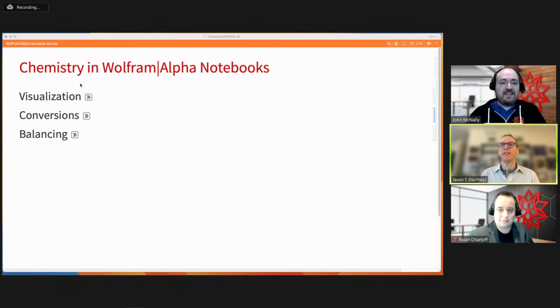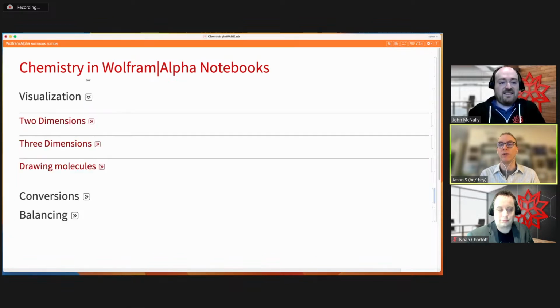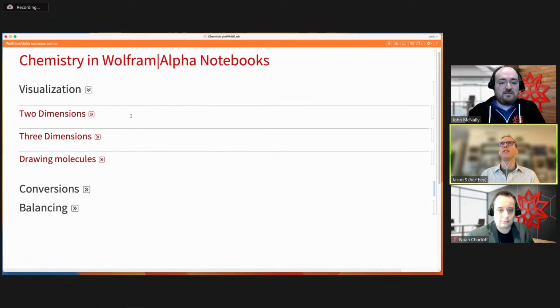So let's talk a little bit about chemistry in Wolfram Alpha Notebook. I thought we would start today by focusing on visualization. This is the classic chemistry hurdle, regardless of where you get started in the curriculum, whether it's grade school all the way up to graduate school. Visualizing molecules is tricky because they're so small. So we've got tools in the language and in the notebooks to do that. Let me show you a few examples.